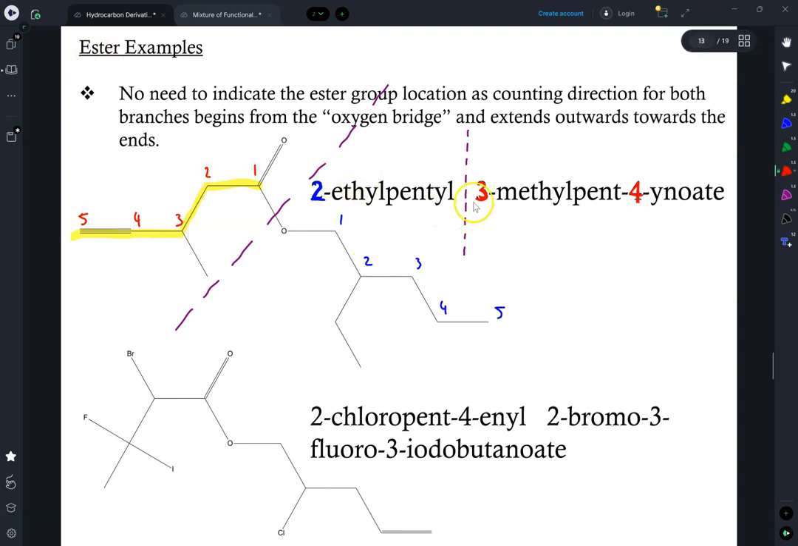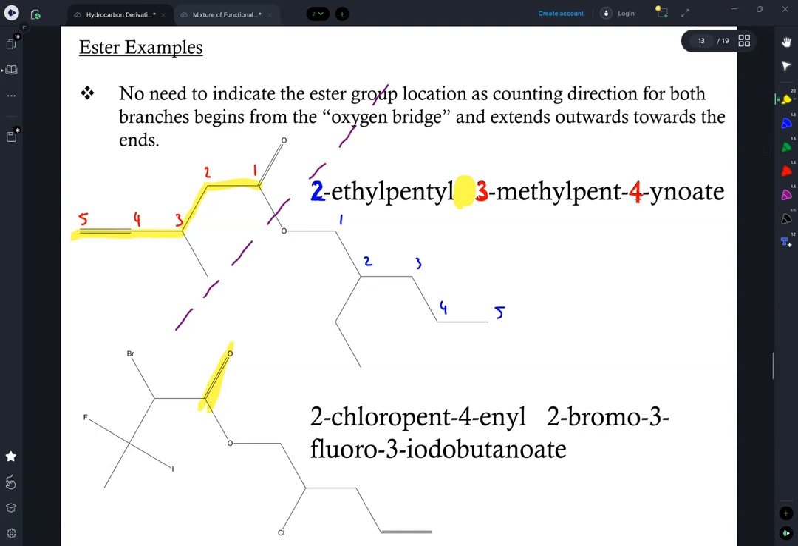But with esters, there's a built-in separator. This empty space separates the two sides of the oxygen bridge and helps the reader to distinguish between the branch numbering system versus the parent chain numbering system. So because of this gap, a bracket is not required. Let's look at the second example.